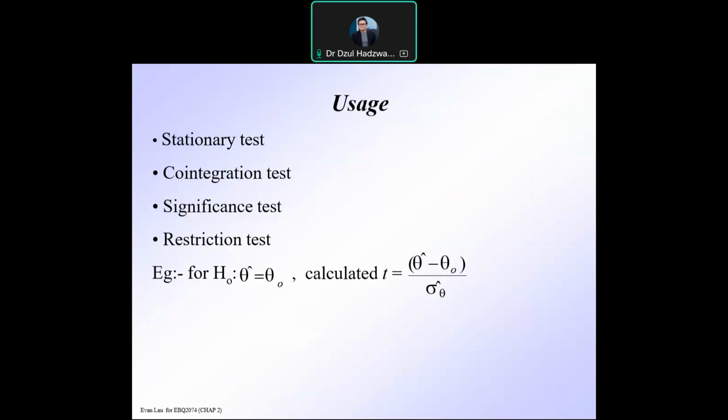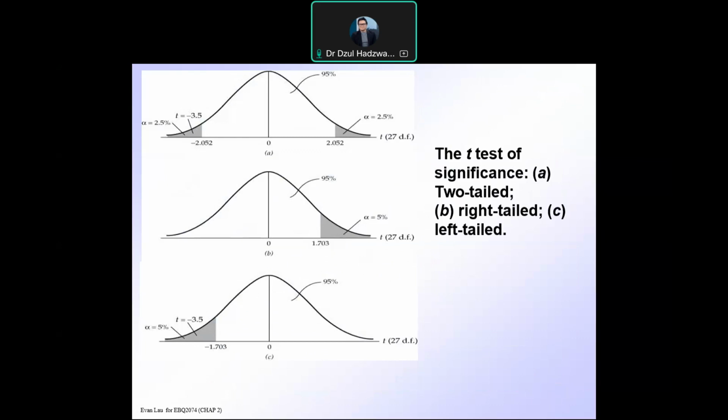Okay, right. This is the t-test with two tails and one tail, and I already explained in what situation we can use one tail and in what situation we can use two tails.